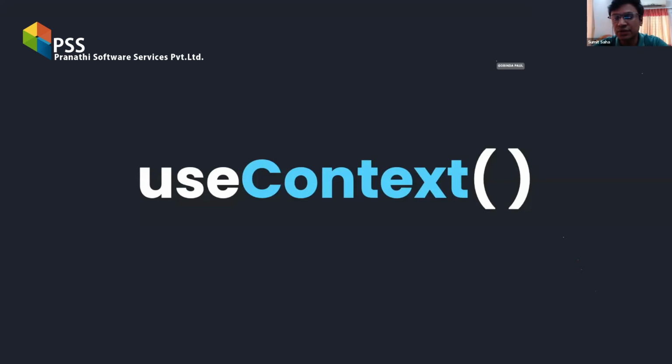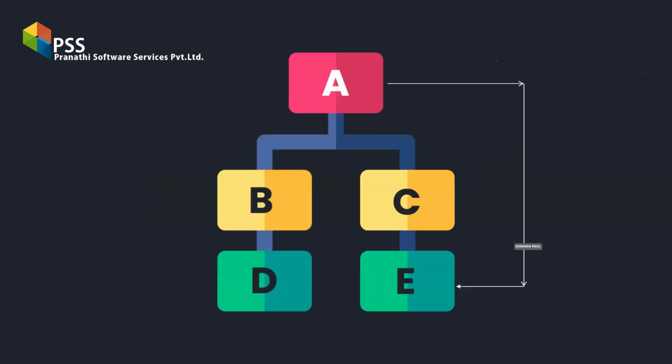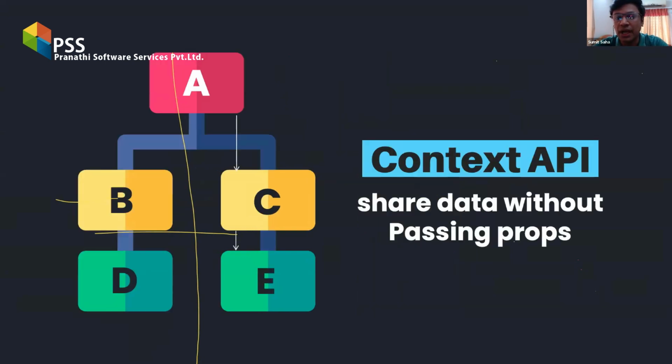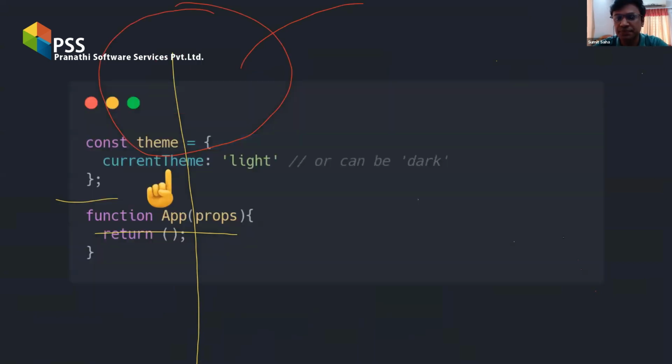So this hook allows you to work with the React Context API, which is simply a mechanism that allows you to share data throughout the entire component tree without passing props, so we don't need to pass props into each component in the tree. And Context API, in summary, shares data without passing props.